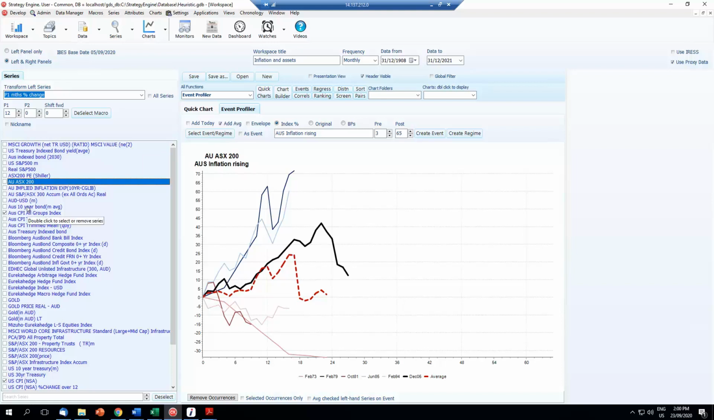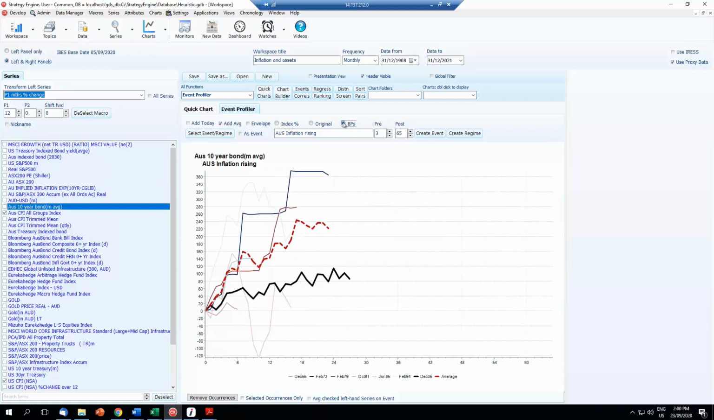Just going to finish up with the 10-year bond yield. What's happened to the 10-year bond yield? We can see that the basis point rise, these are basis points here, so that's an average of about 150 again over a 12-month period. There was one occasion where it would actually decline. So broadly higher.